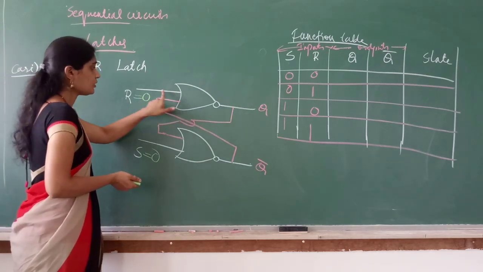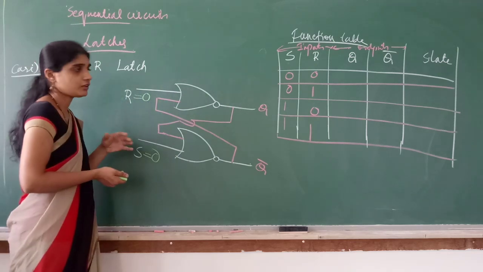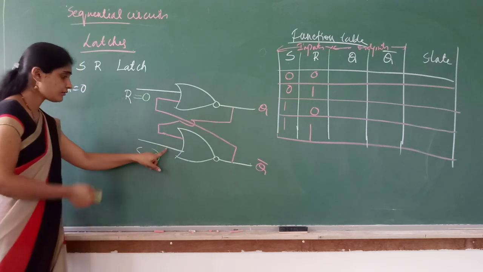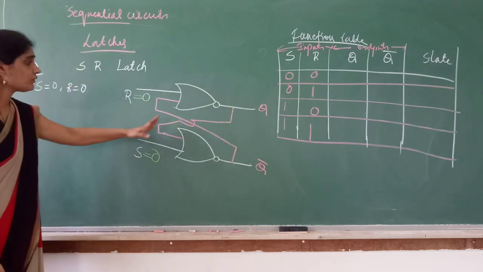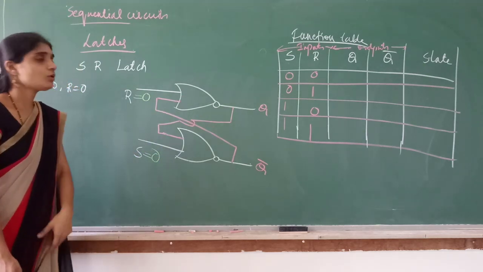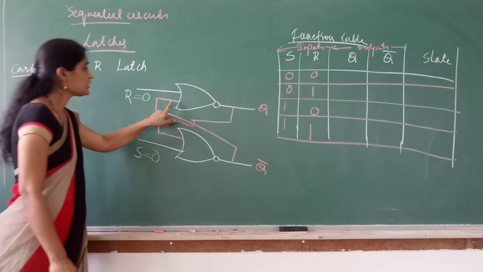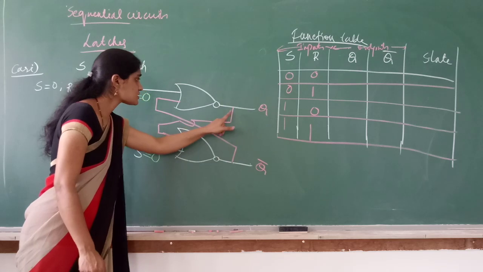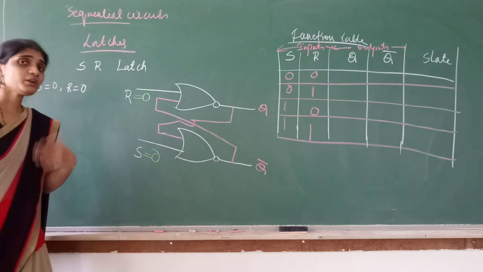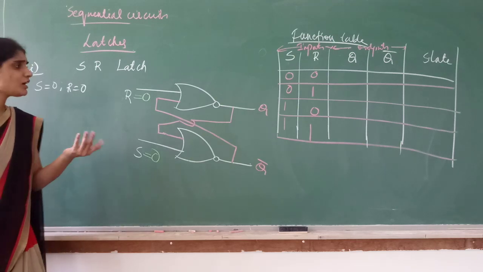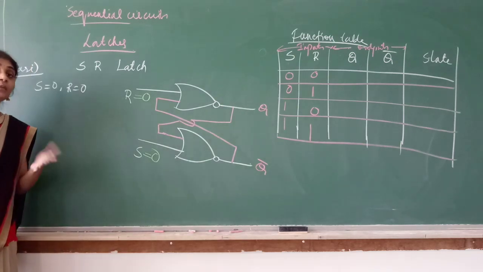This is a NOR gate. One input is 0, okay, I have given. What is the other input? Without the other input, I cannot tell the output of the NOR gate. I want to know what is the other input. But what is that other input? Other input is the previous state, the previous content of the latch. What is the previous content? We don't know. It can be either 0 or 1.